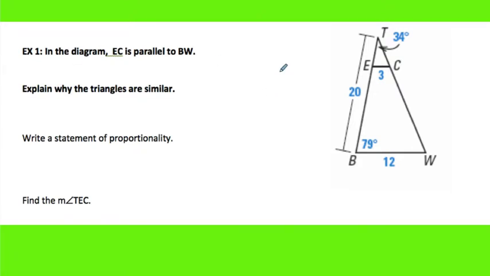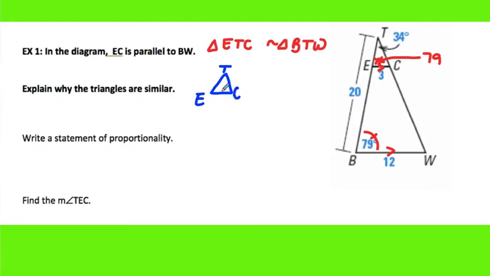It says in the diagram, EC is parallel to BW. Okay, so if these are parallel, then I know that if this angle right here is 79, then this angle right here is also 79. Now it says explain why the two triangles are similar. We're talking about this top triangle, triangle ETC, and why it's similar to triangle BTW. Well, we already know that angle E corresponds to angle B, and those are equal, okay? But then they both have T in them, so they have a reflexive angle. So these angles right here are reflexive because they're in both of the triangles. So the triangles are similar because of angle, angle.